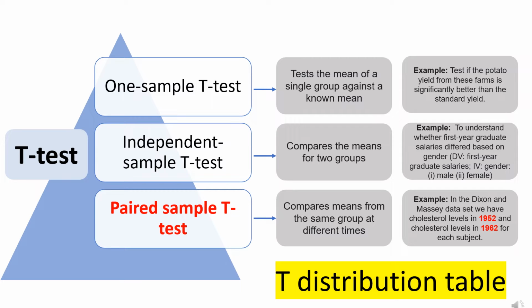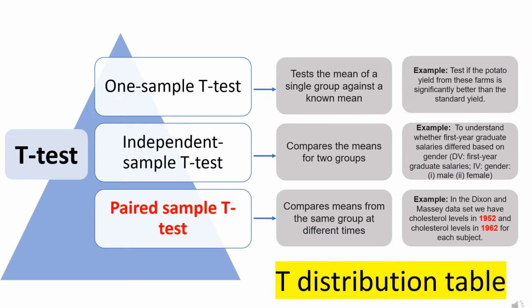As we all know, t-test has three types. First is one sample t-test, second is independent sample t-test, and third is paired sample t-test. So today we are going to cover the topic of paired sample t-test. The students on Monday and Tuesday already learned one sample t-test and also independent sample t-test.